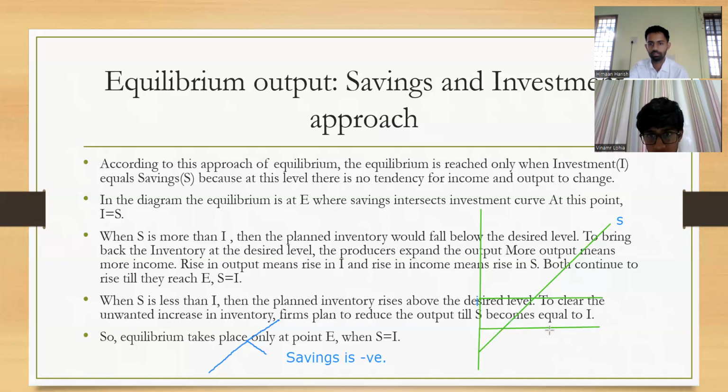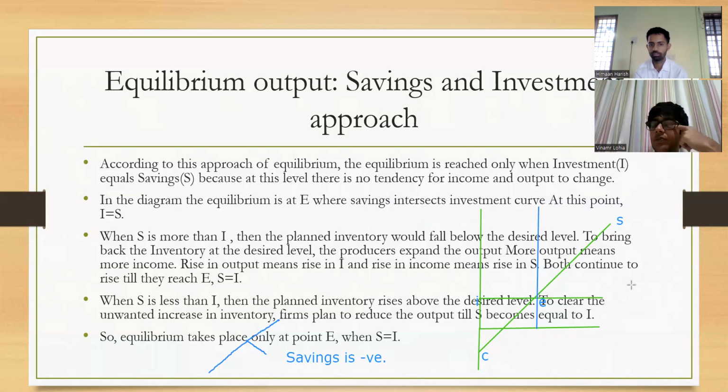And this is E. So basically at this point, this point C, I've just named it C, at point C the savings is more than investment. So for that, they are increasing the output. Savings is at a negative level, so they increase the output where saving is equal to investment. That is point E, which is the equilibrium point. That is where both the curves intersect.